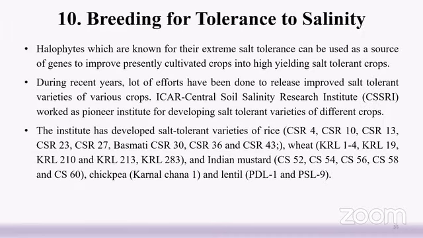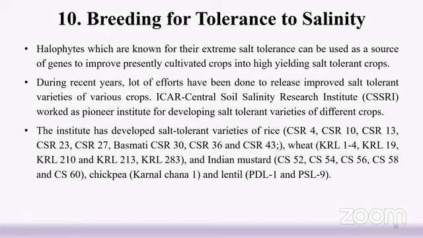Another use is breeding for tolerance to salinity. Halophytes, which are known for their extreme salt tolerance, can be used as a source of genes to improve presently cultivated crops into high-yielding salt-tolerant crops. Because, as you know, all the areas are converting into saline areas, so normal crop production is going to be hampered in the coming days. So we have to convert our traditional varieties to salt-tolerant crops. There is a need to do this.